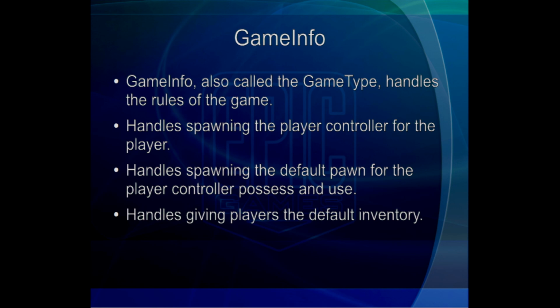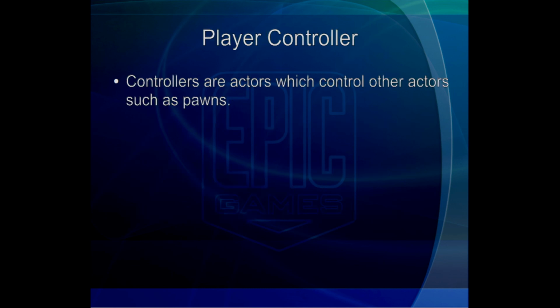It also handles giving all the default inventory to the players. So when a player spawns into the world and the player controller possesses that pawn, the game goes, here you go, here's a couple of guns for you to start running around and shooting with. Or you can decide to give him some keys or some books or whatever. It doesn't really matter. So we're going to have a look at the player controller and what that is.